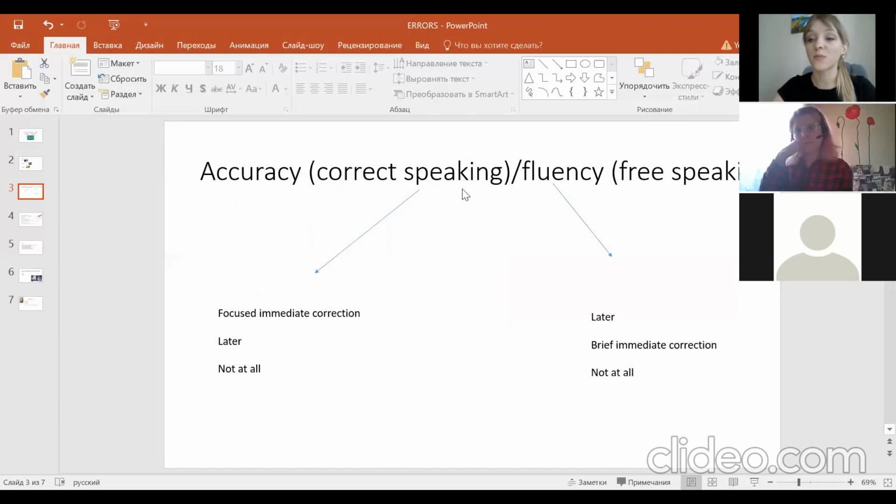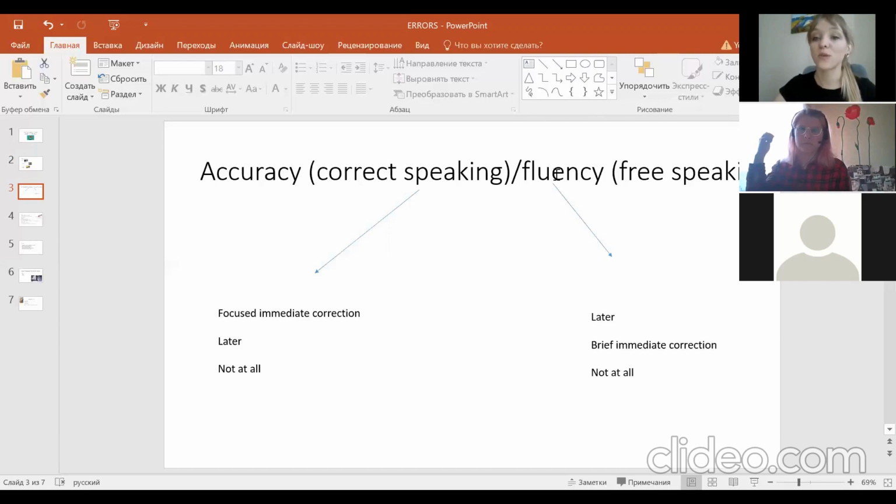When do we want this? Maybe when we started studying something, we presented new vocab or new grammar, and we do some exercise, and we want our student to make it 100% right. So this is like correct speaking, accuracy.